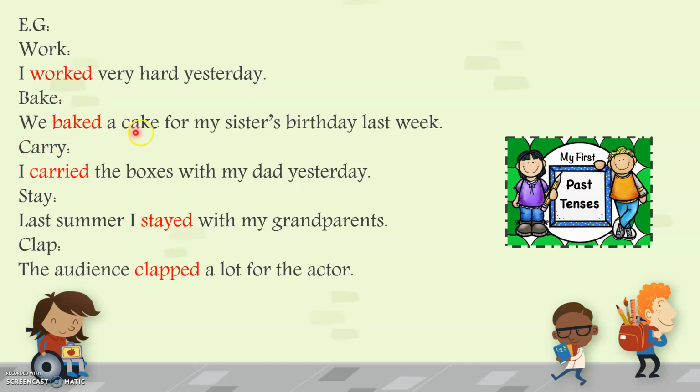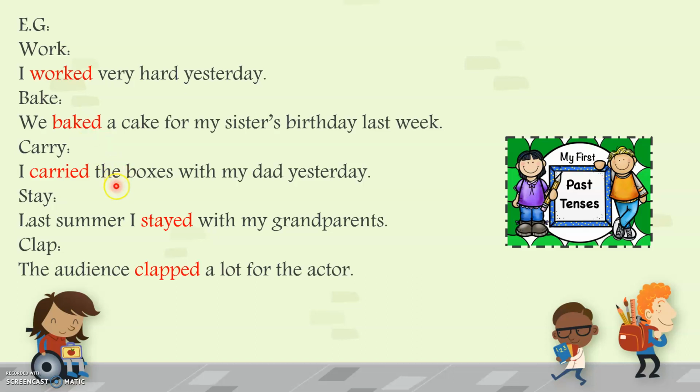We baked a cake for my sister's birthday last week. To change the sentence into the negative form, we need to add didn't because the sentence is in the past. So the sentence will be, we didn't bake. So we need to cross out the d because after didn't, we need to have the base form of the verb. So, we didn't bake a cake for my sister's birthday last week.